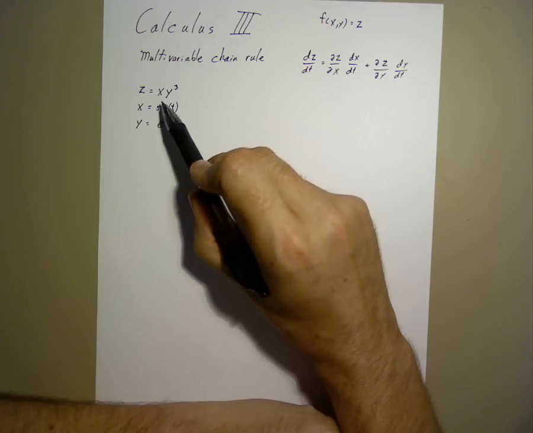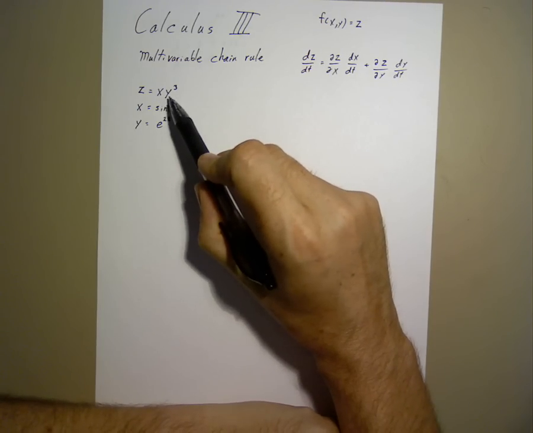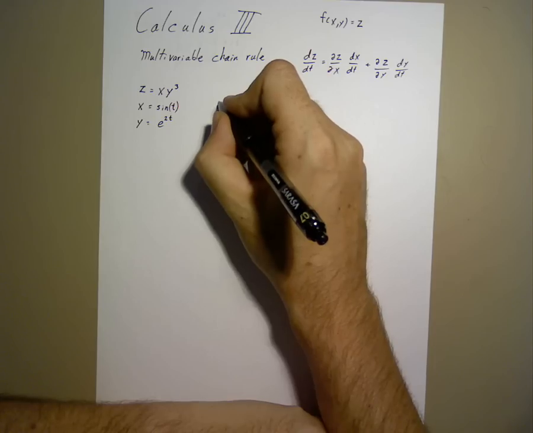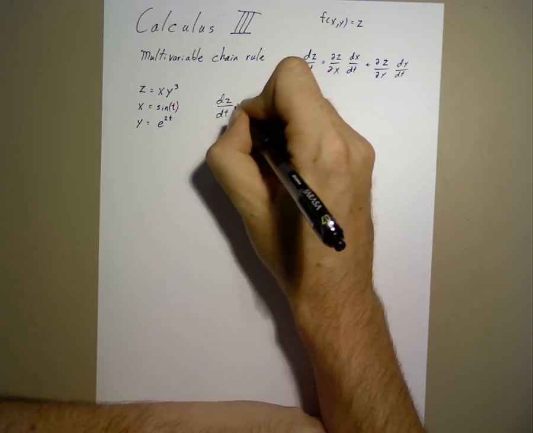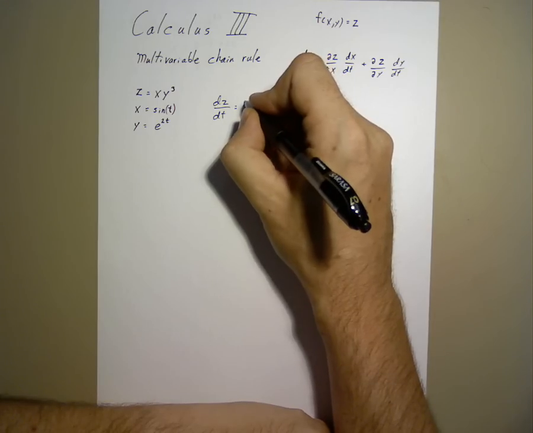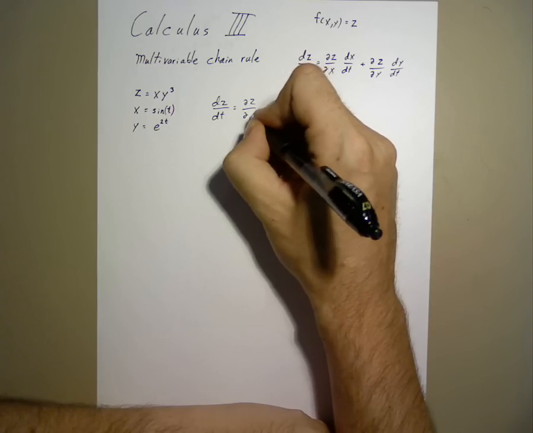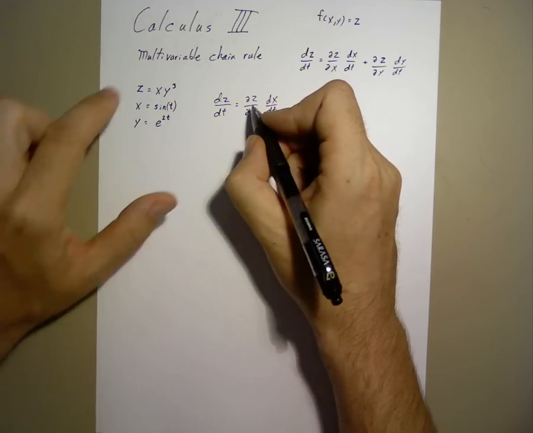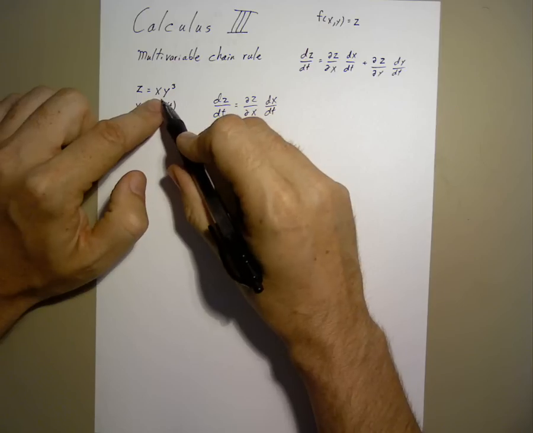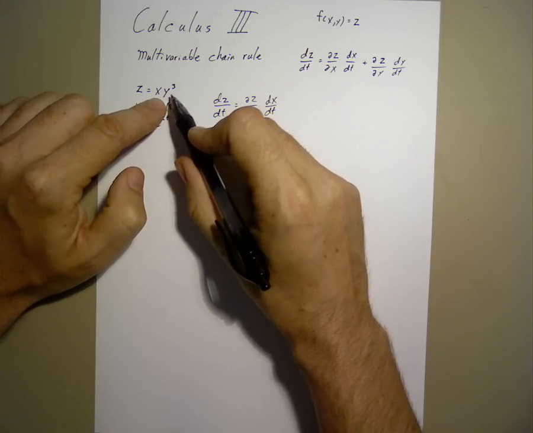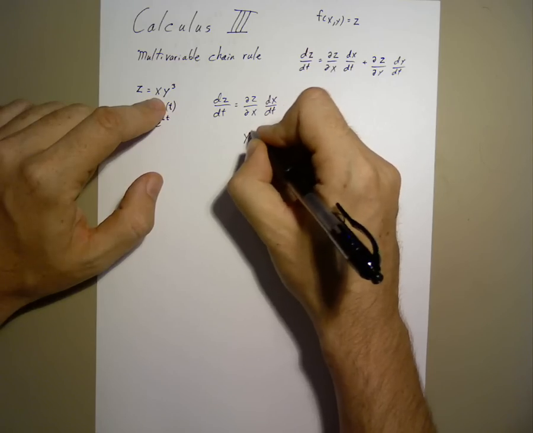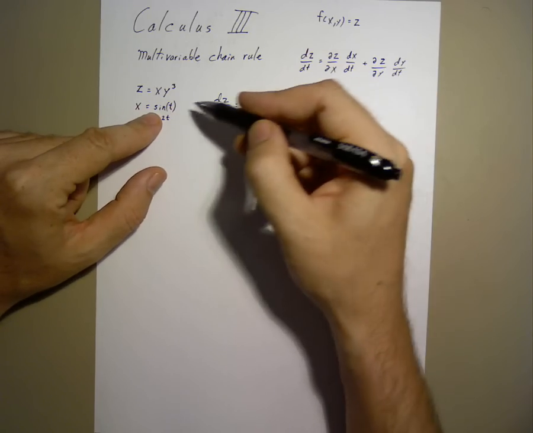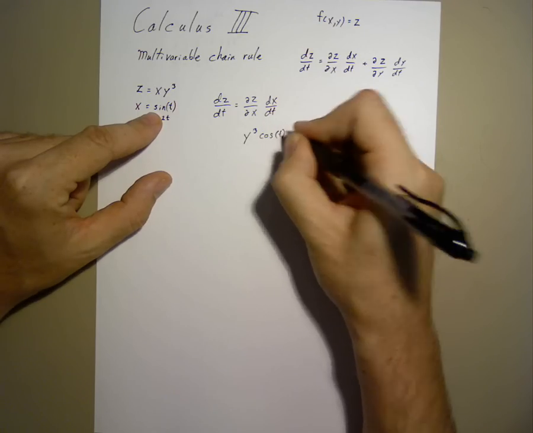Okay, in this example, we have z equals x squared times y to the power of 3, with x and y defined as such. To find the time derivative of z, dz dt, we first deal with x: the partial derivative of z with respect to x, times dx dt. This is equal to, we take the partial x derivative, which means we treat y as a constant. We hold it constant. So we get y cubed. The derivative of x with respect to time is cosine t.